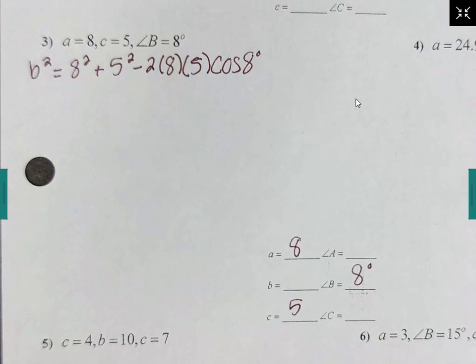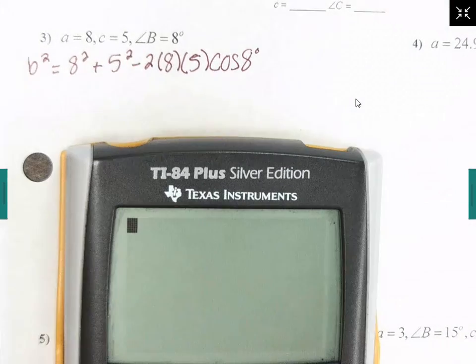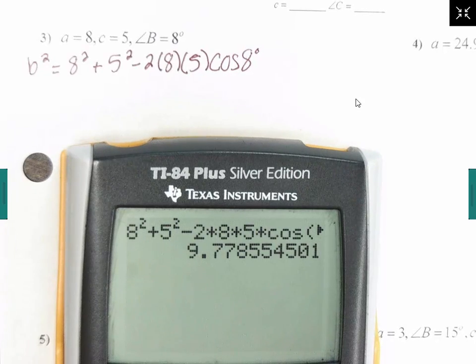Okay, where we're going to go from here is we are just going to plug this into our calculator, okay? So y'all do that while I do it up here, please. So this is going to be 8 squared plus 5 squared. If you don't have a calculator, now is the time to get it. Minus 2 times 8 times 5 times the cosine of 8. Did everybody get 9.8 or 9.78?